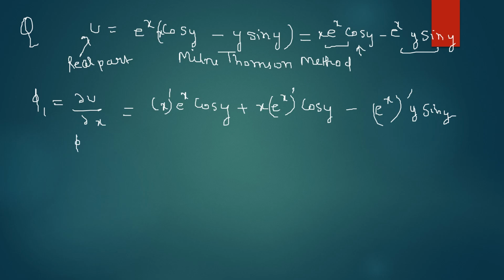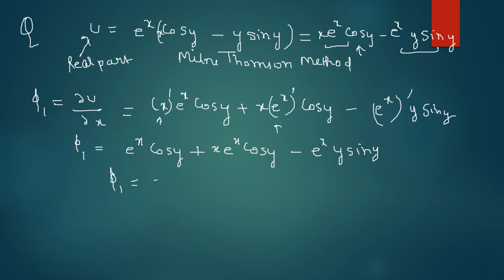Yes or no? So phi1 is derivative of x is 1. So here you get e raised to power x cos y. Derivative of e raised to power x is e raised to power x only. So here it is. Then minus e raised to power x y sin y. Okay? Is it fine? This is your phi1. You can take out e raised to power x common if you want. So it will give you e raised to power x (cos y plus x cos y minus y sin y).